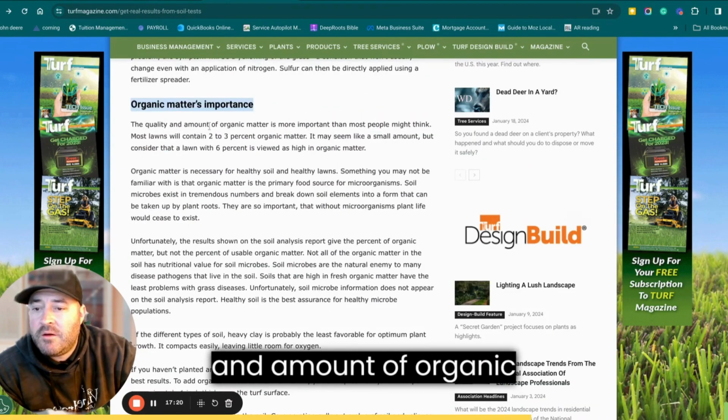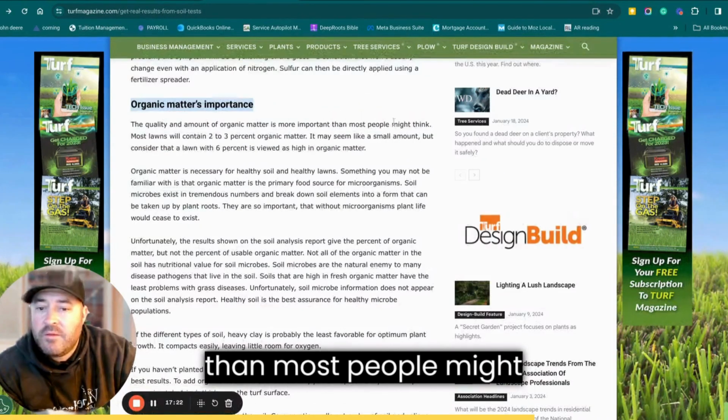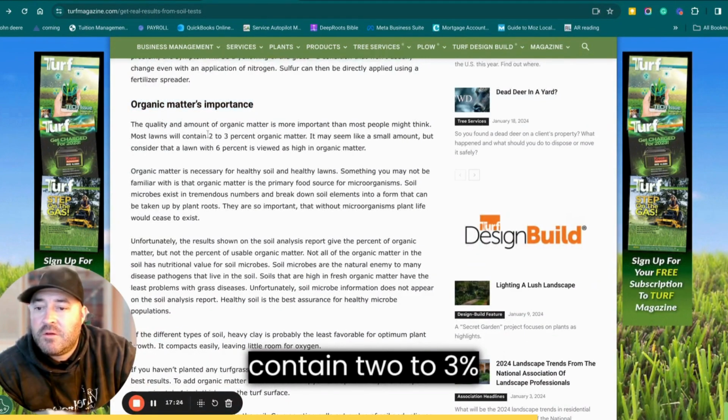Organic matter. Quality and amount of organic matter is more important than most people might think. Most lawns will contain 2 to 3% organic matter. It may seem like a small amount, but consider that a lawn with 6% is viewed as high in organic matter. Organic matter is necessary for healthy soil and healthy lawns.